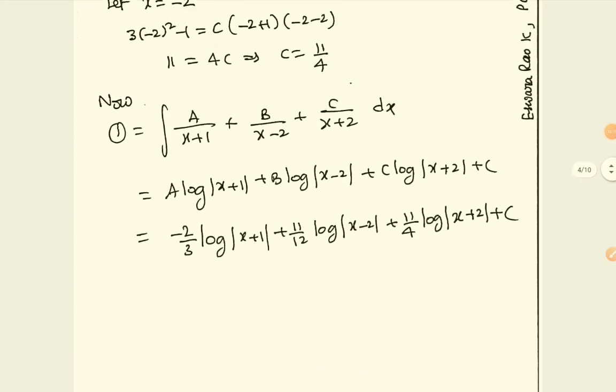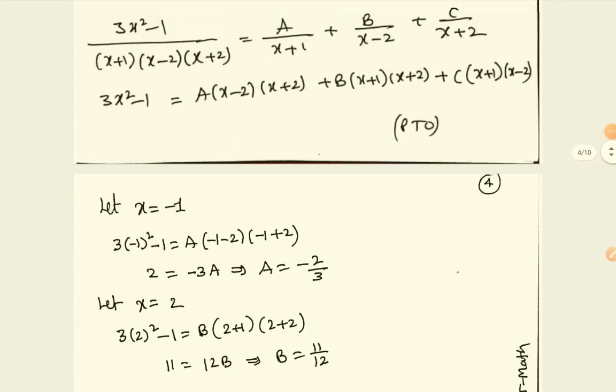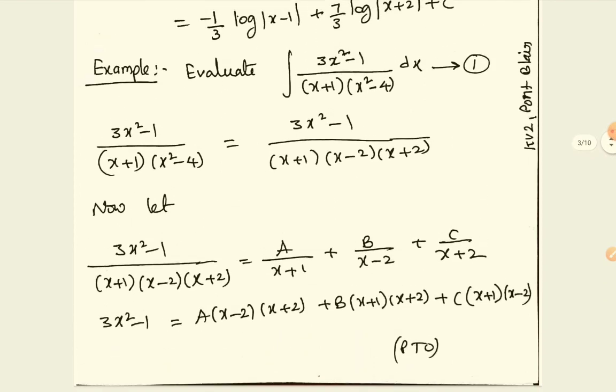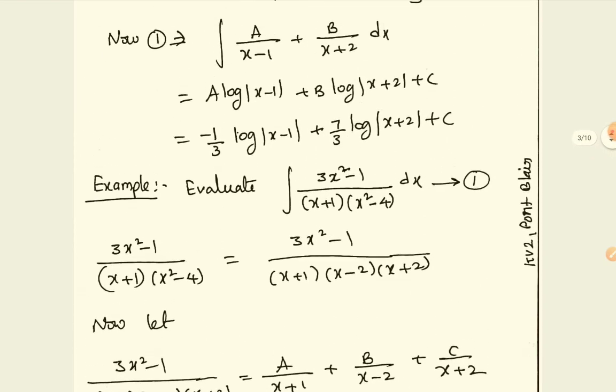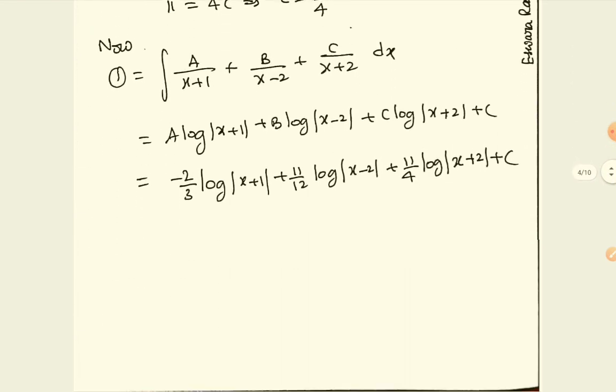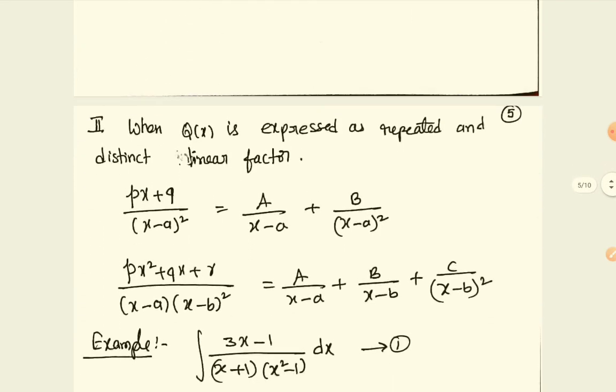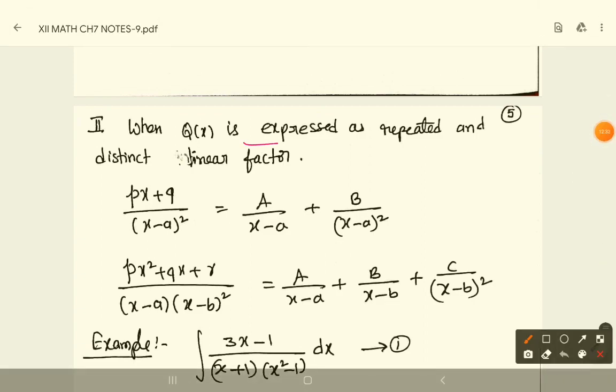These two models are for when the denominator can be expressed as a product of different linear factors. Now the second model is when the denominator is expressed as repeated and distinct linear factors. What is that?